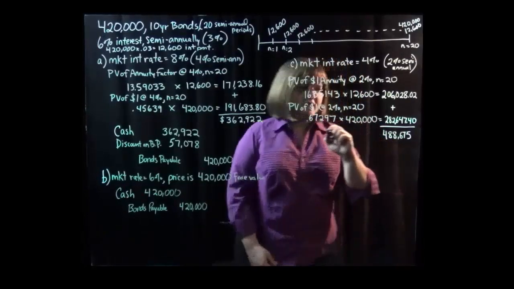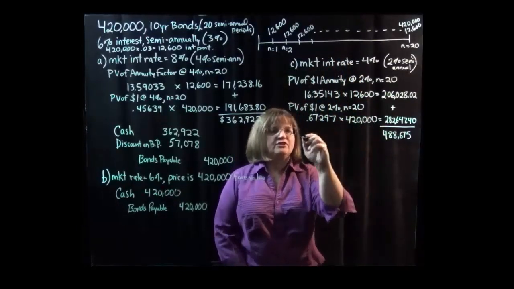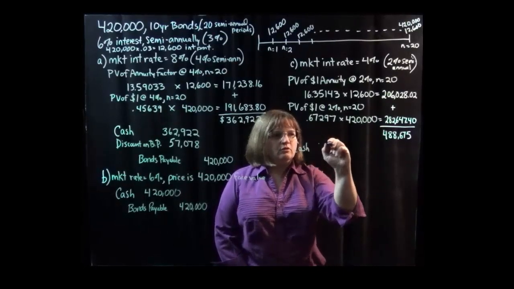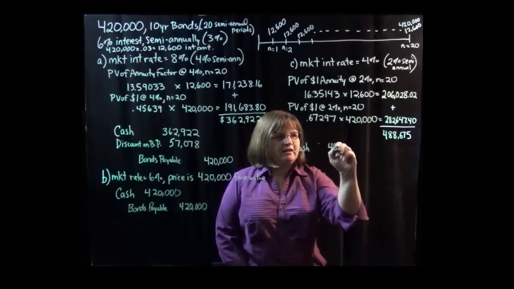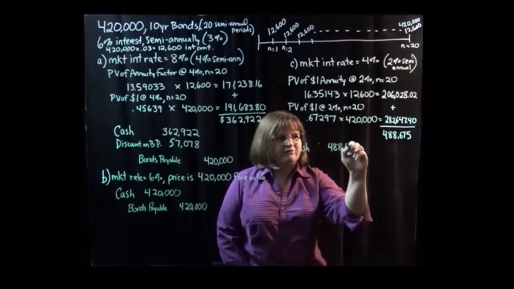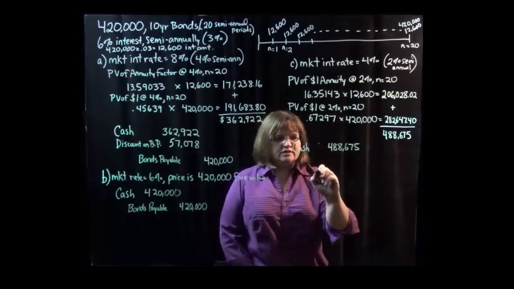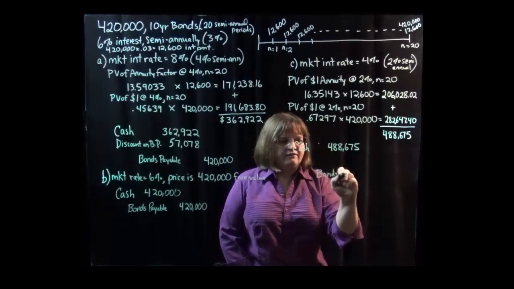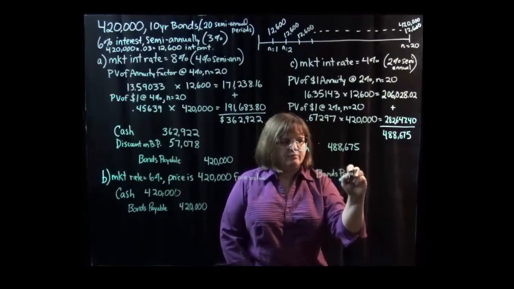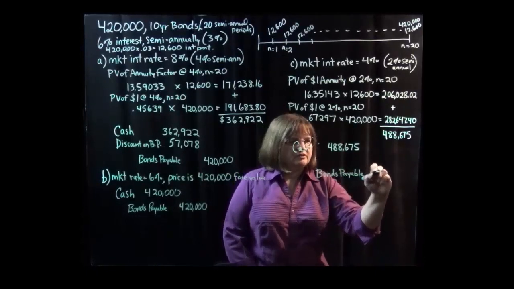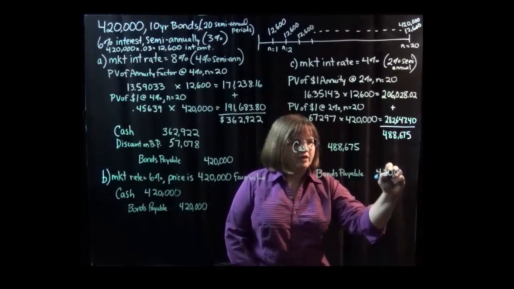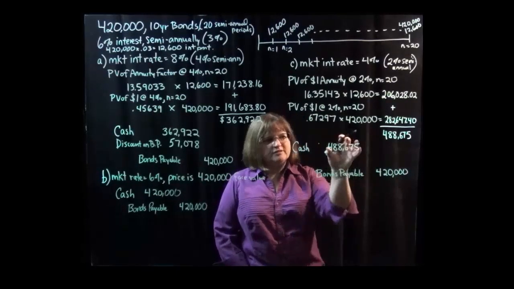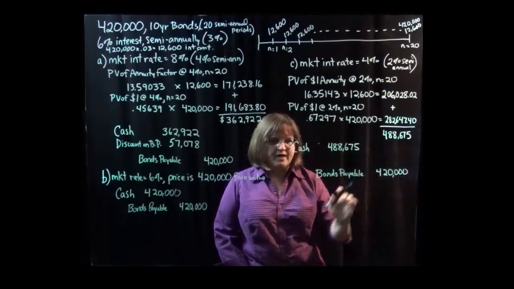When we make our journal entry then, that's the amount of cash that we're going to receive. So we would debit cash for $488,675. We're still only going to have to pay back the face value at the end of the bond's term. So we're still only recording bonds payable at $420,000. We received more cash than what we're going to have to pay back.